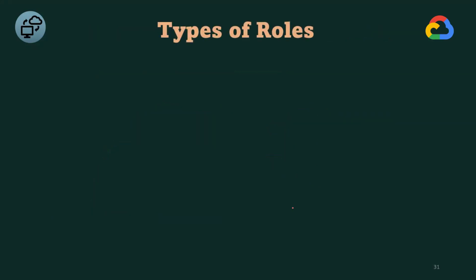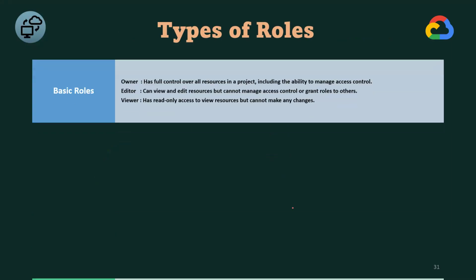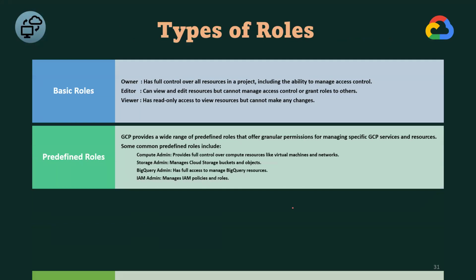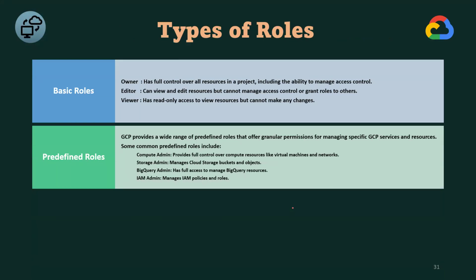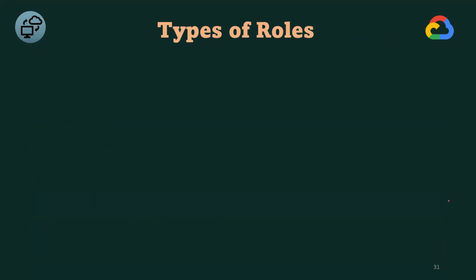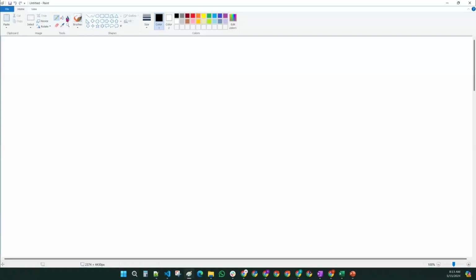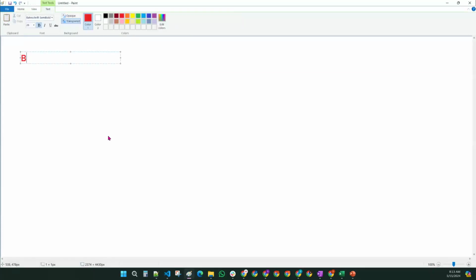Now we will see the types of roles. There are three types of roles: basic roles, predefined roles, and custom roles. Let us try to understand each and every category one by one. So, types of roles, guys. The very first thing is the basic role.